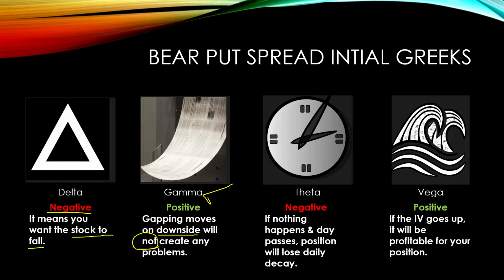Theta is of course negative because this is a debit strategy, and in case nothing happens your position will lose daily decay. Okay, what is Vega? It is a debit strategy, so it is a positive Vega. If IV goes up, it will be profitable for your position. So these are the initial Greeks of the bear put strategy.